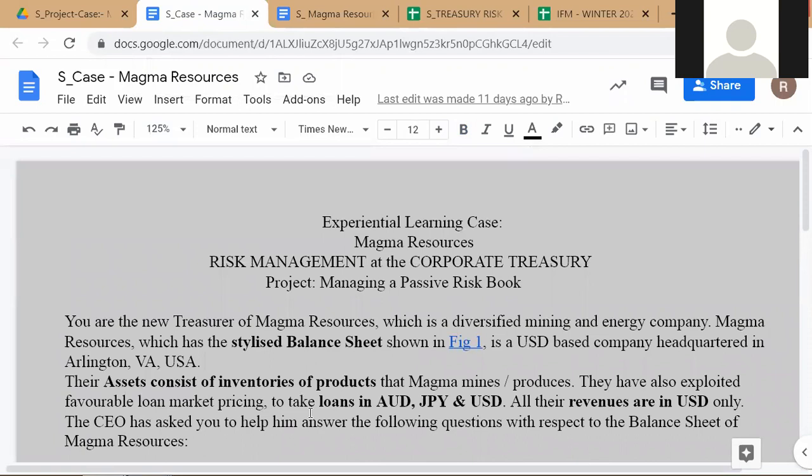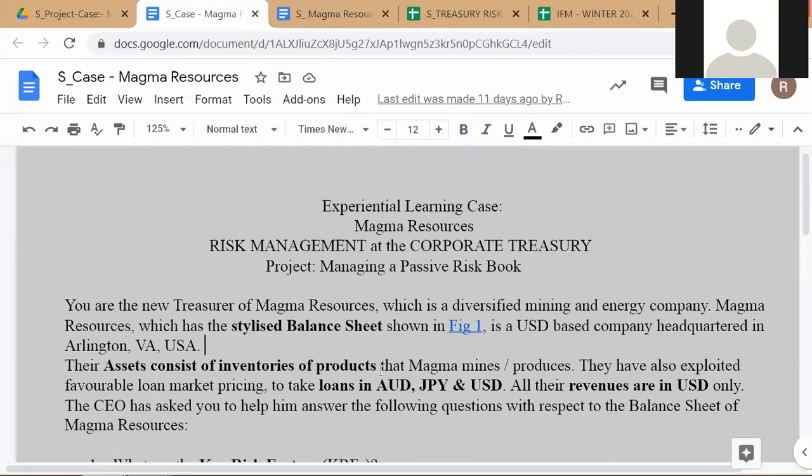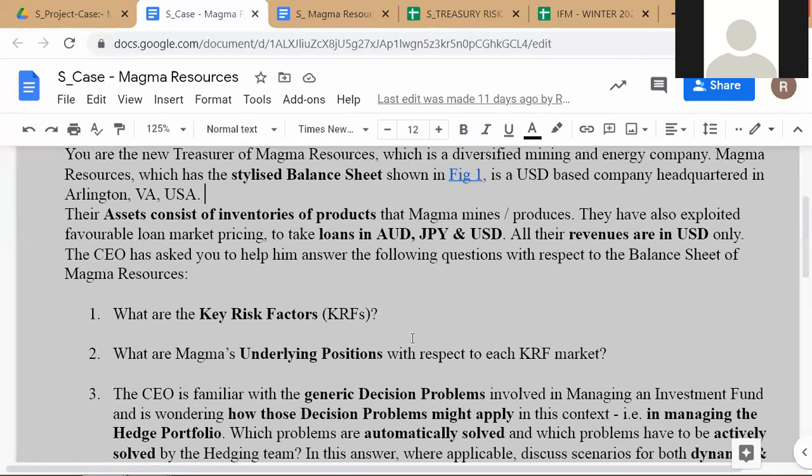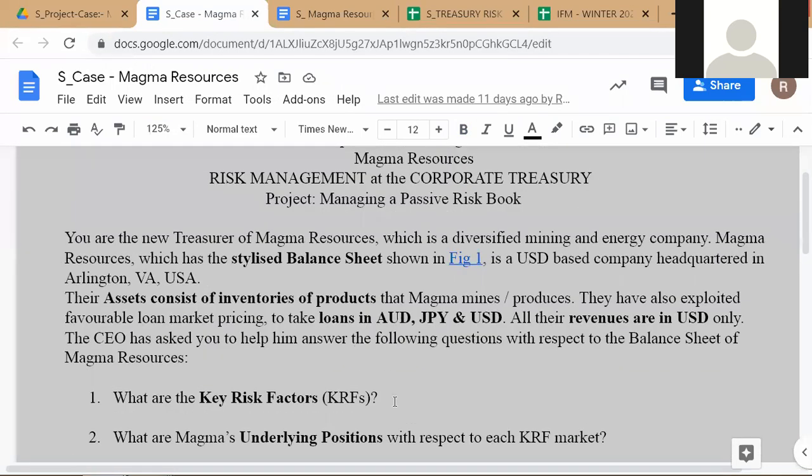And so the structure of this whole case exercise is that we read the case, we understand what are the problems we have to deal with. These are the questions you have to answer for the risk manager, the treasurer of Magma. So in order to answer these questions, the kind of concepts that you need to understand are given here.